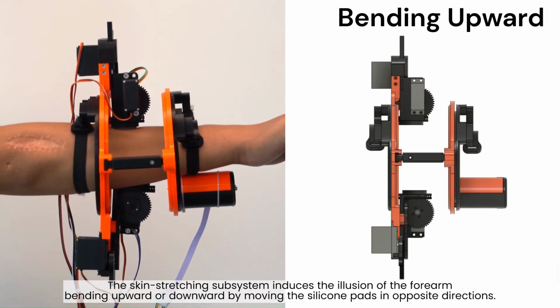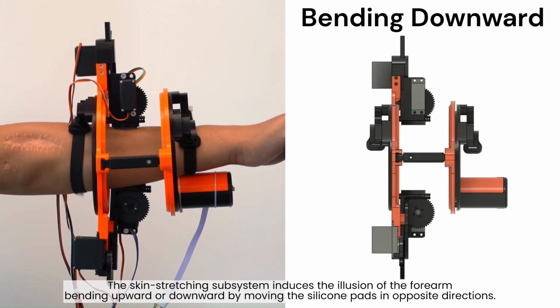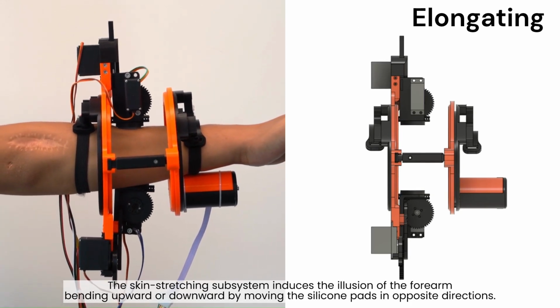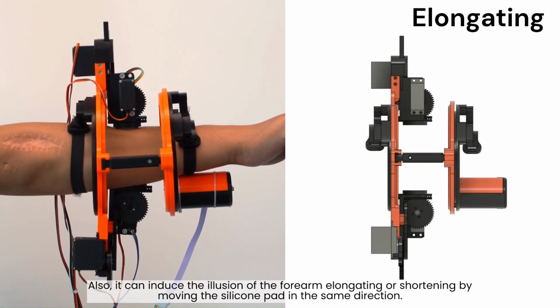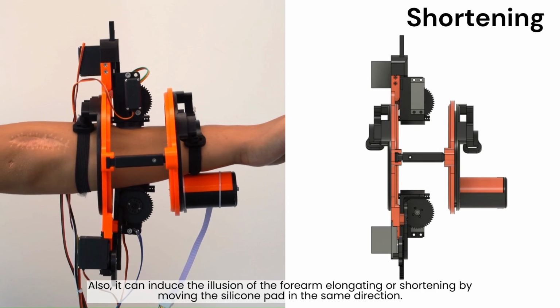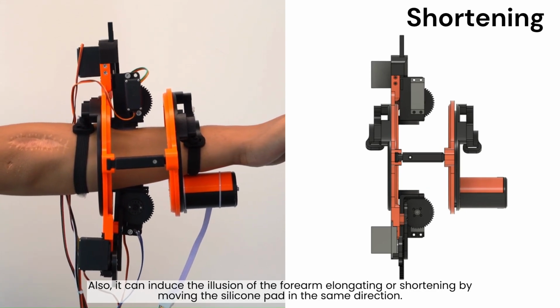The skin-stretching subsystem induces the illusion of the forearm bending upward or downward by moving the silicone pads in opposite directions. Also, it can induce the illusion of the forearm elongating or shortening by moving the silicone pads in the same direction.